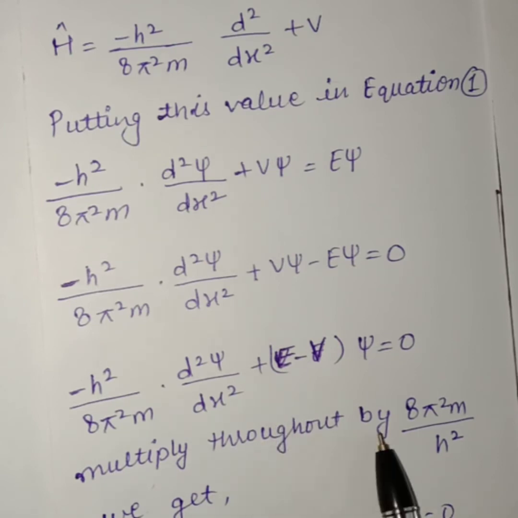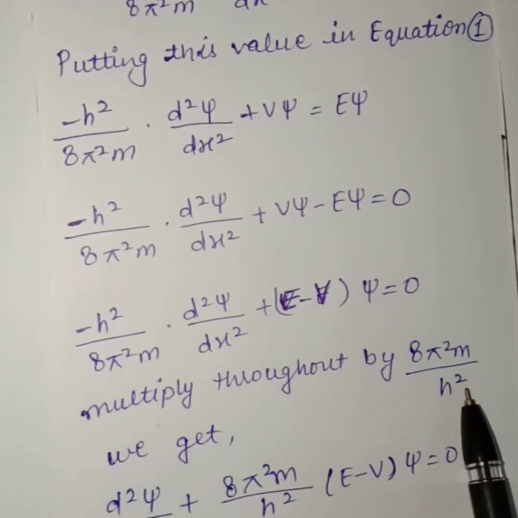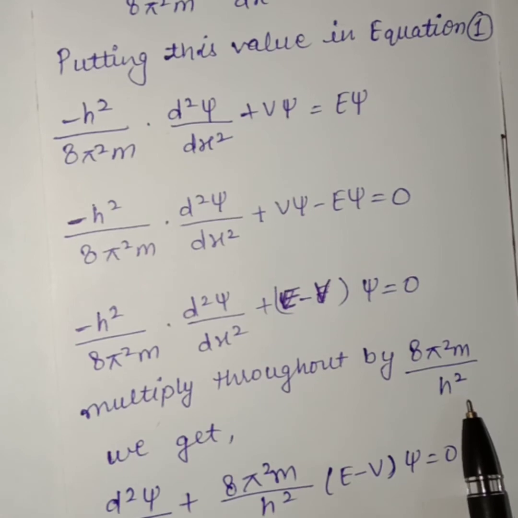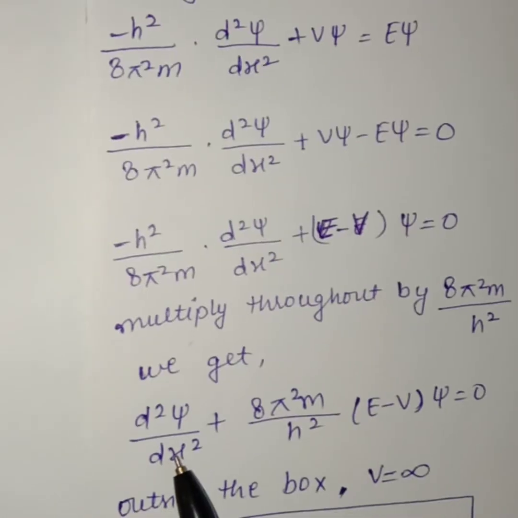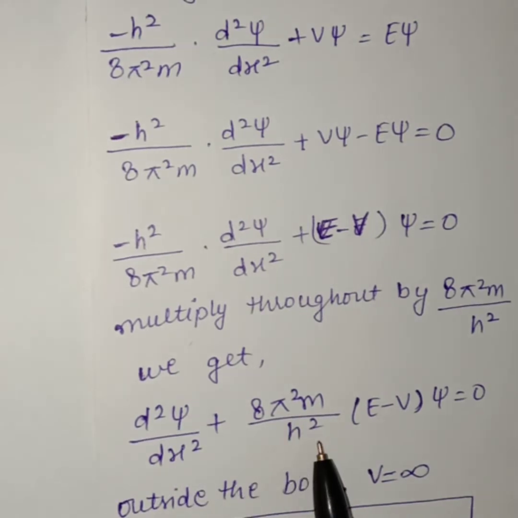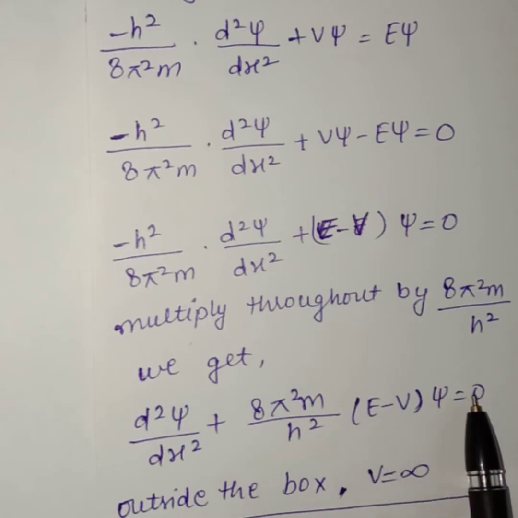Now multiply throughout by 8 pi square m by h square. We will get d square ψ by dx square plus 8 pi square m by h square (E minus V)ψ equals 0.